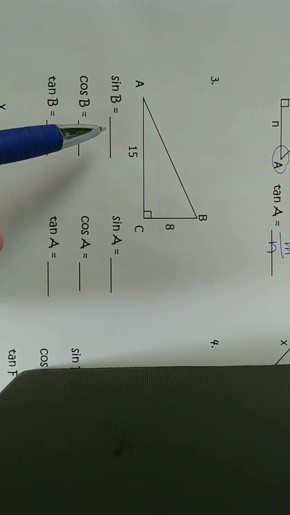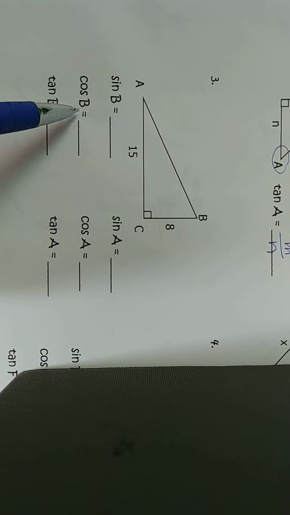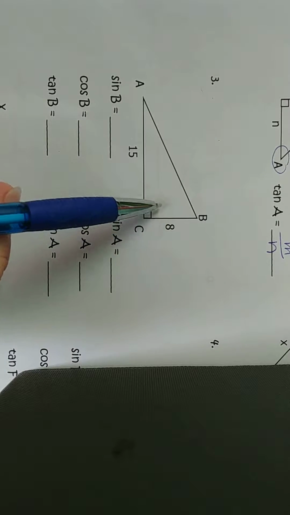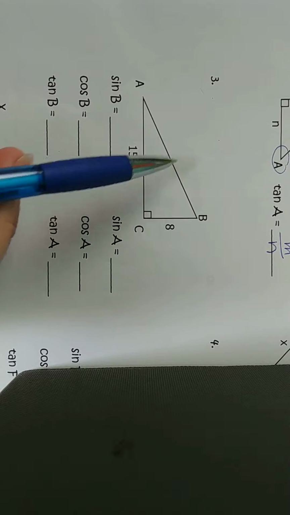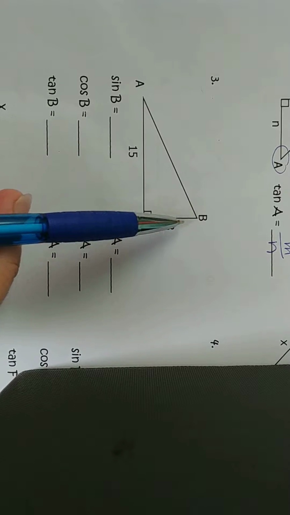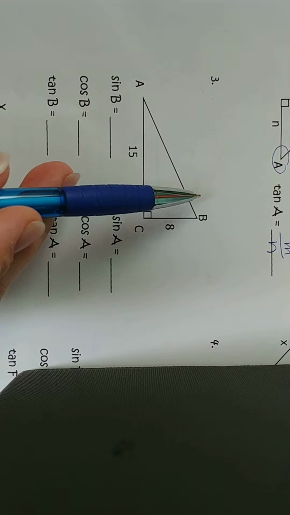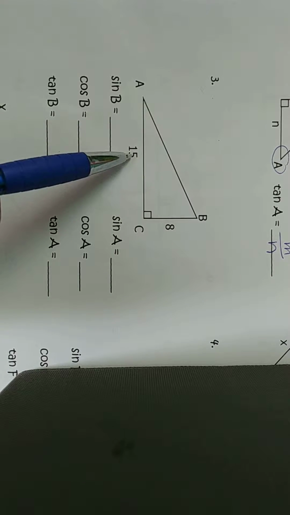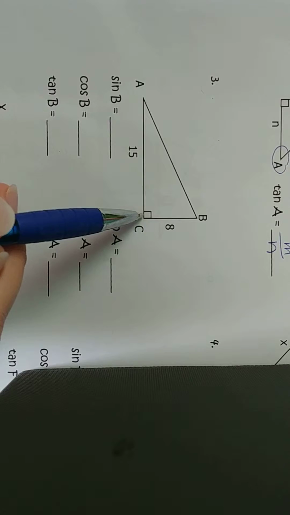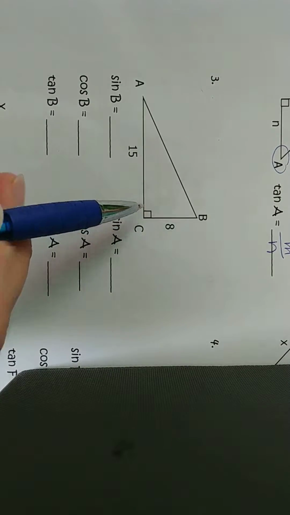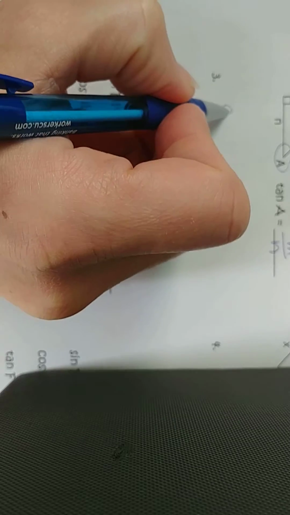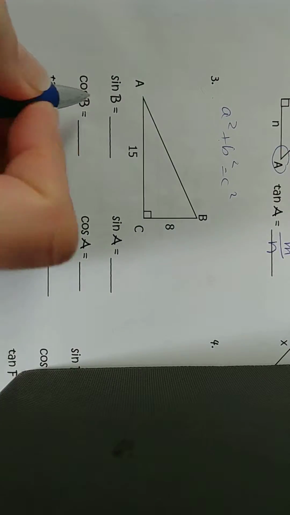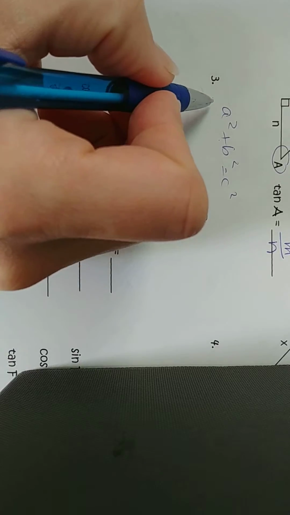So question 3 here, we have sine, cosine, and tangent of B and sine, cosine, and tangent of A. First of all, I have two of the side lengths, but I do not have the third side length. So I'm going to find the third side length, which is the hypotenuse, by using the Pythagorean theorem on these two leg lengths. And again, I know this is the hypotenuse because it's always opposite the 90-degree angle. So I'm going to use a squared plus b squared equals c squared, the Pythagorean theorem, and plug in 8 and 15 for my a and b values.